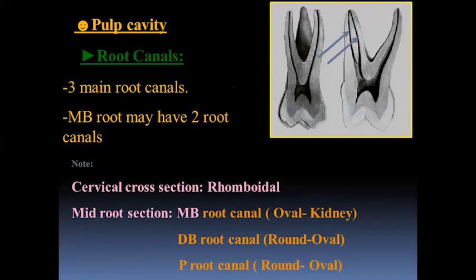Root canals, three main root canals. The mesiobuccal root may have two root canals. Cervical cross section is rhomboidal in shape. Mid root section, mesiobuccal root canal, oval and kidney shape. Distal root canal, round and oval. Palatal root canal, round and oval.